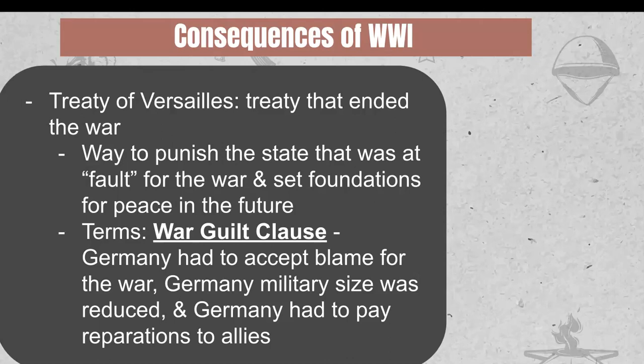With that, the country that they are going to blame or say is at fault for the war is going to be Germany. The terms of the Treaty of Versailles, the biggest one that you need to know, is going to be the War Guilt Clause, in which Germany had to accept blame for the war. They had to have their German military size reduced by a lot. And then also Germany had to pay reparations to allies. And what reparations are is just money in payback for harm and suffering that was caused.